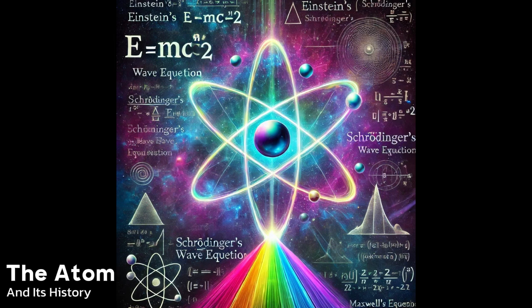John Dalton, 1803. John Dalton, an English chemist, is often credited with the development of the modern atomic theory in the early 19th century. His atomic theory proposed that all matter is composed of atoms. Atoms of the same element are identical in mass and properties. Atoms combine in simple whole number ratios to form compounds. Chemical reactions involve the rearrangement of atoms. Dalton's theory laid the foundation for understanding chemical reactions and helped establish the idea of the atom as a fundamental building block.